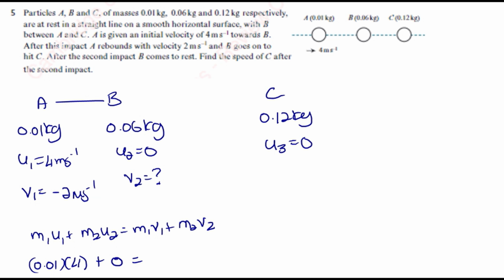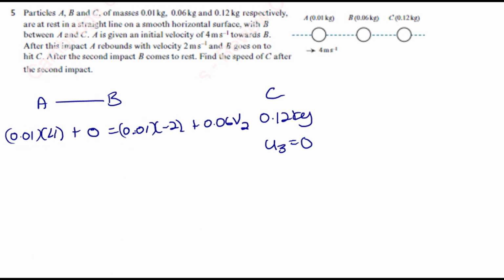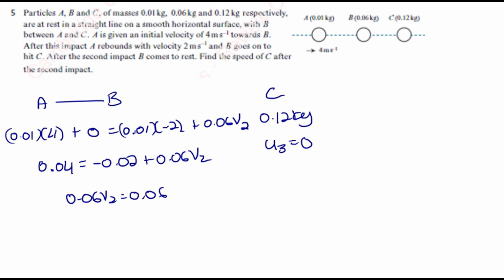Then we have final momentum for A, so 0.01 times minus 2 plus 0.06 times V2. So 0.04 equals minus 0.02 plus 0.06 V2. 0.06 V2 equals 0.06. V2 is 1 meter per second. So this is now the speed that B has on its approach to C.